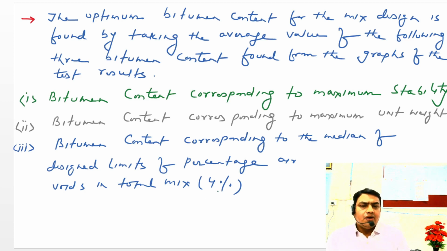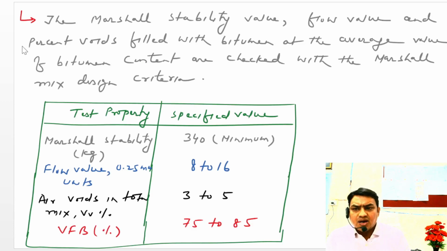Once the bitumen content is computed, on that bitumen content we have to check the value of stability, flow value and other things, and these values should be within the specified limit. So I have written that the Marshall stability value, flow value and percent voids filled with bitumen at the average value of bitumen content are checked with the Marshall mix design criteria.